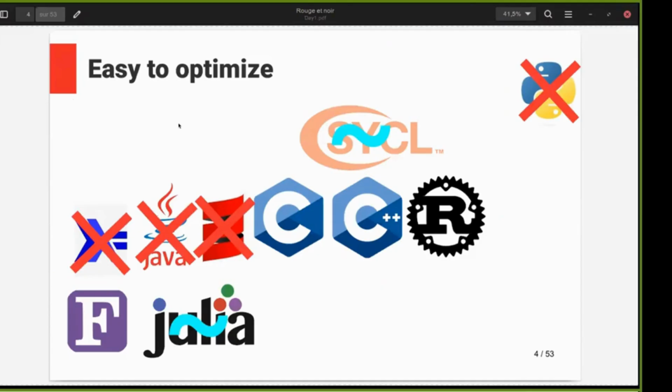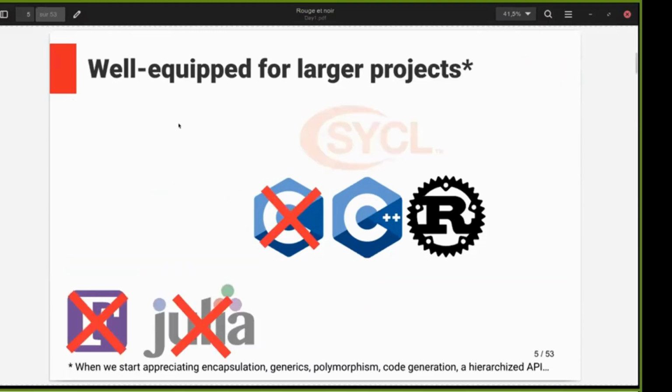Then I also like, because I'm kind of a performance engineering expert, to have an environment where it's easy to get to the peak machine performance. And this unfortunately precludes the functional languages and object-oriented languages. It's also quite hard to get Python to a decent speed often. And even on Julia, it's a bit hard.